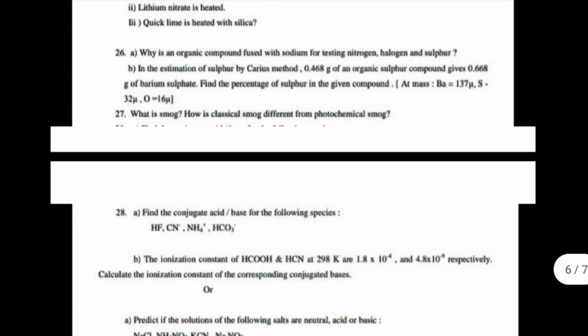26th, why is an organic compound fused with sodium for testing nitrogen, halogen and sulfur? B. In the estimation of sulfur by Carius method, 0.468 gram of an organic sulfur compound gave 0.668 gram of barium sulfate. Find the percentage of sulfur in the given compound. 27th, what is smog? How is classical smog different from photochemical smog?